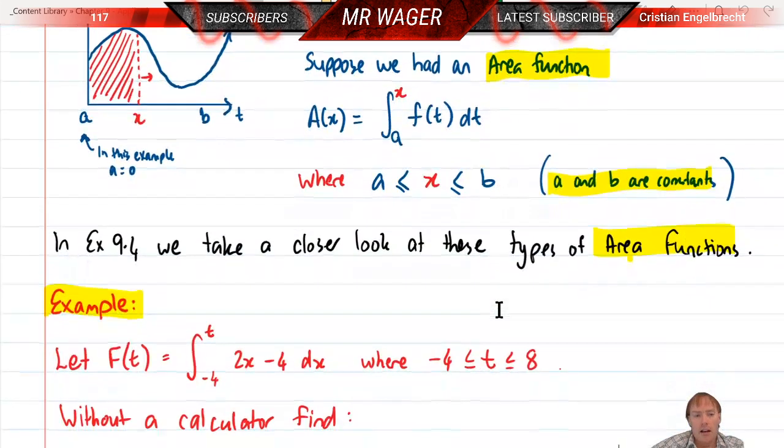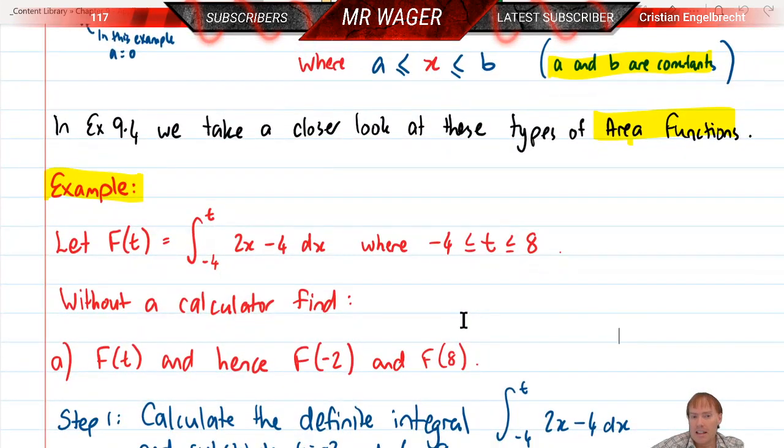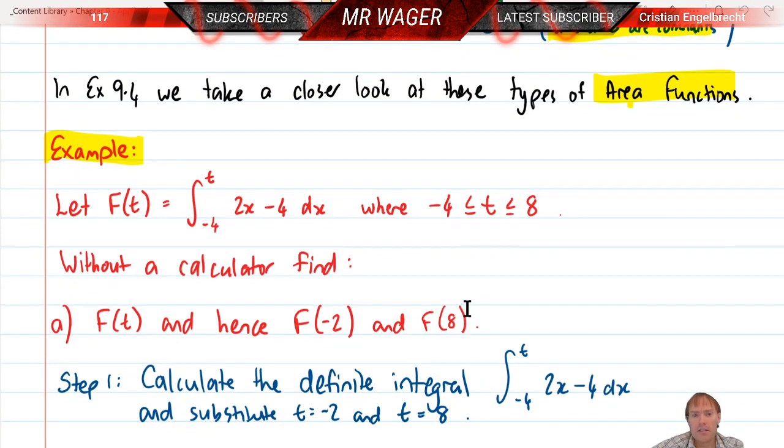So I've got at least an example. I think I've got one today, be nice and quick. Let capital F of t be our area function, going between -4 and t, somewhere along the x-axis. This is our straightforward function, 2x minus 4, just a linear graph, where t is somewhere between -4 and 8. So we're starting at -4 and we're going to 8.